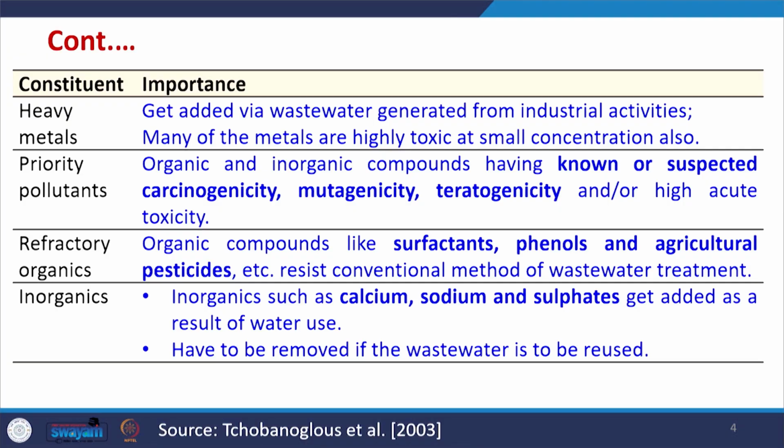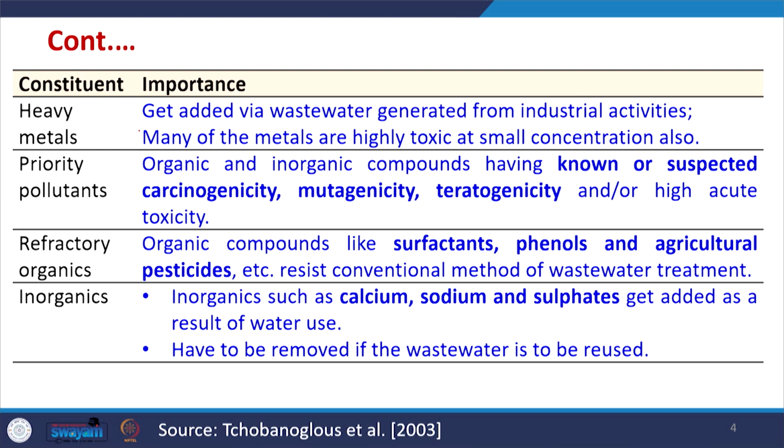Similarly, priority pollutants may be present inside the water. These may be organic or inorganic compounds having known or suspected carcinogenic, mutagenic, teratogenic nature. So, if they are present, they will be causing high toxicity and they need to be removed.